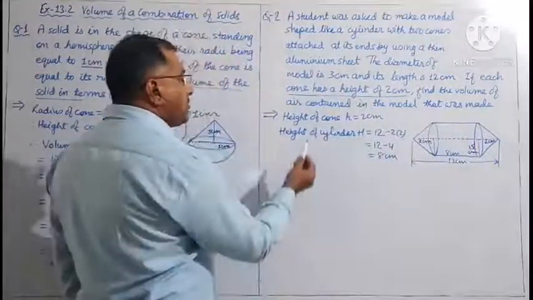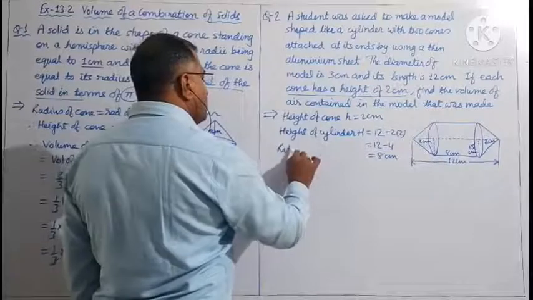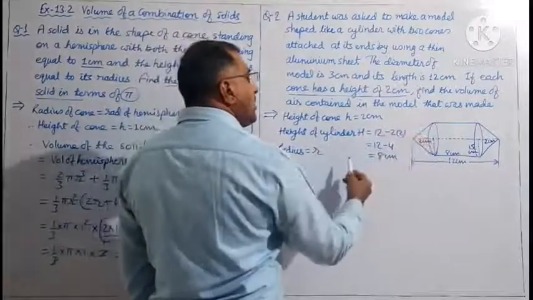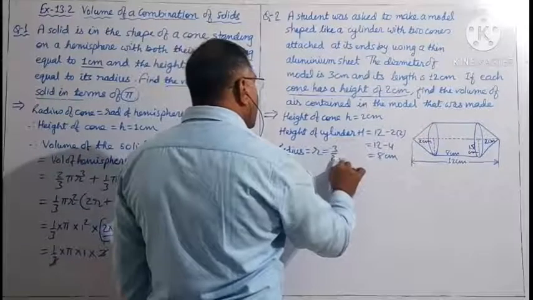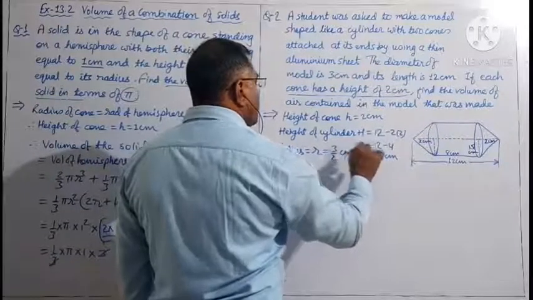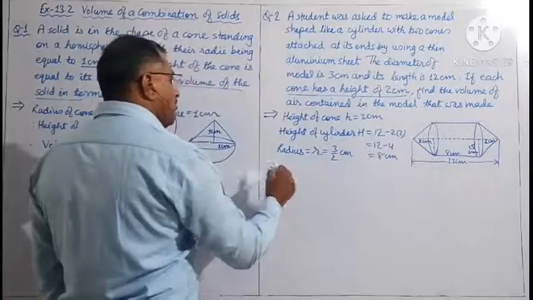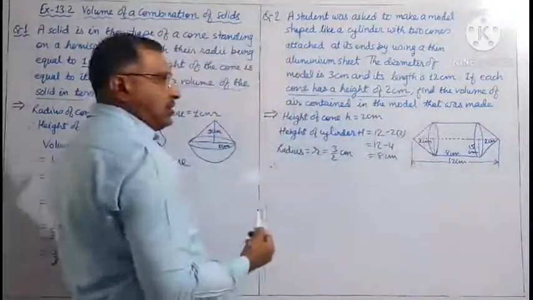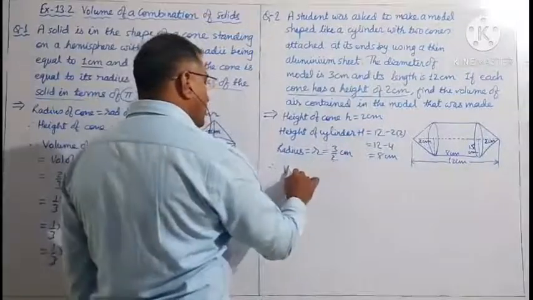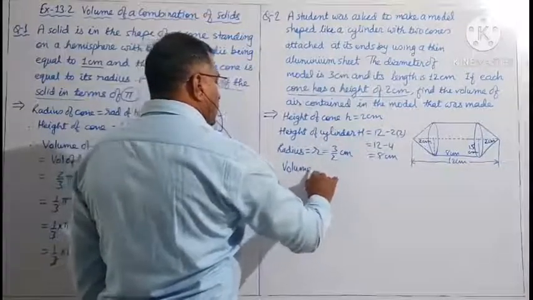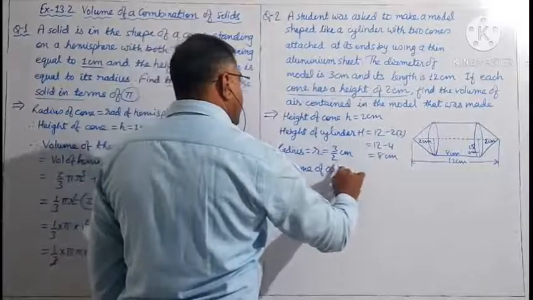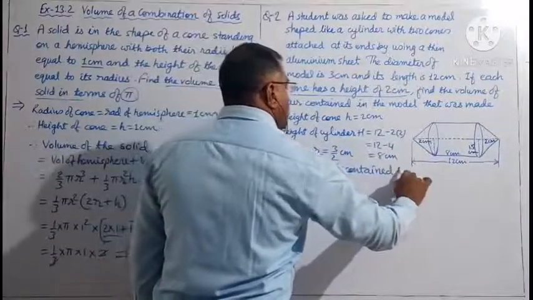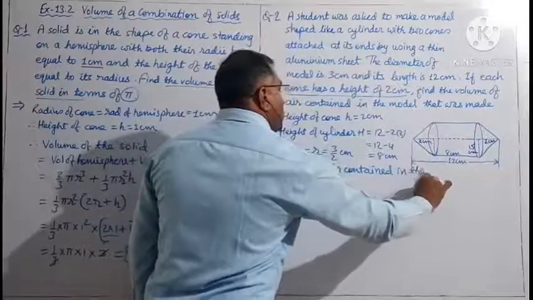And the radius for both is same. Radius of cone as well as cylinder is diameter divided by 2, so 3 by 2 centimeter. And therefore now our question is to find the volume of air contained in the model.